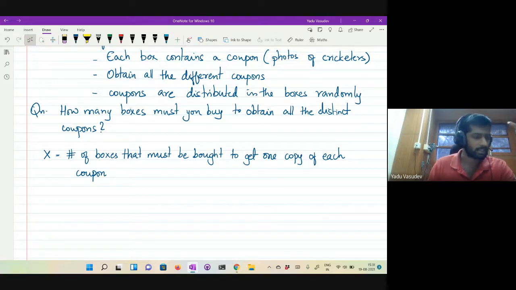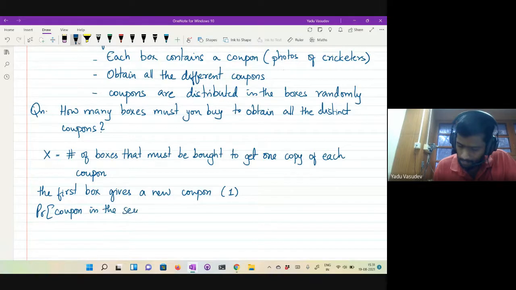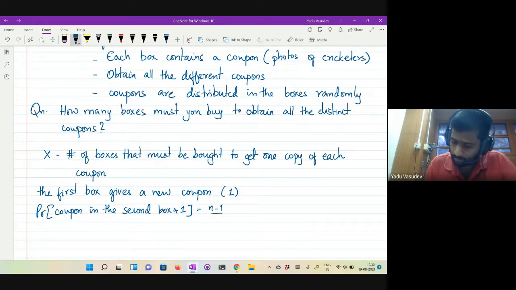What is the probability that it's not... yeah, n minus 1 over n, right? So the first box always gives you a new coupon. Now call this coupon 1. What is the probability that the coupon in the second box is not equal to 1? This, as Pragyan says, is n minus 1 over n, right?